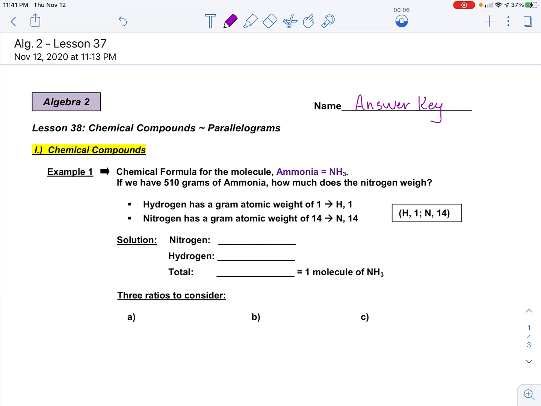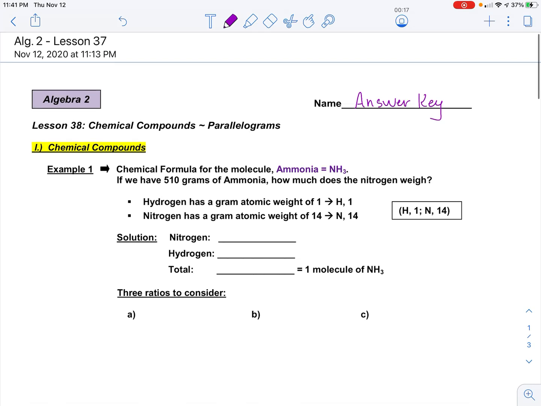Today we're going to be discussing lesson 37. We're going to be talking a little bit about chemical compounds as well as parallelograms. So we're going to get two different topics in this lesson. We'll go ahead and start with chemical compounds.